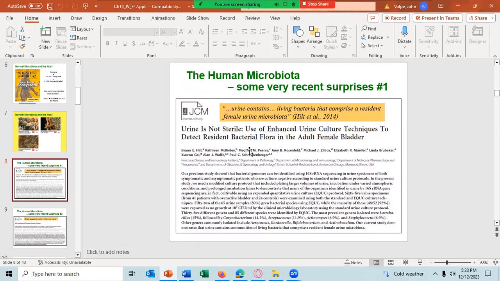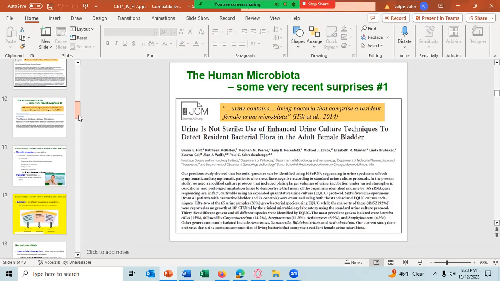You should know there are some unusual places where we found the normal microbiota, like mother's breast milk and the female bladder. I've looked and I could not find any research on the male bladder. And so we'll just say female bladder.